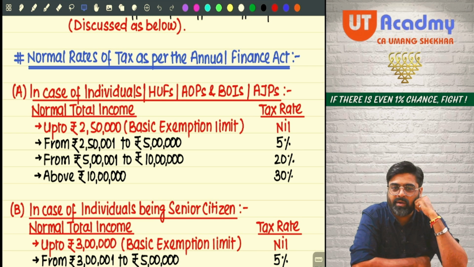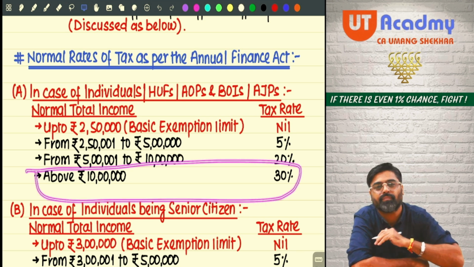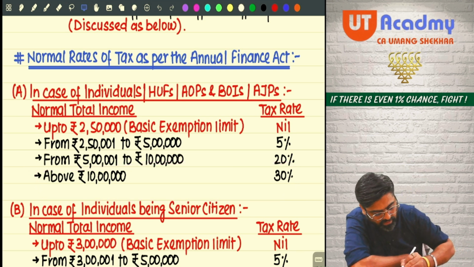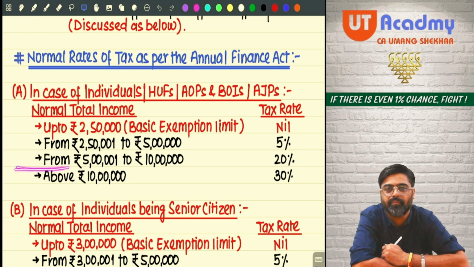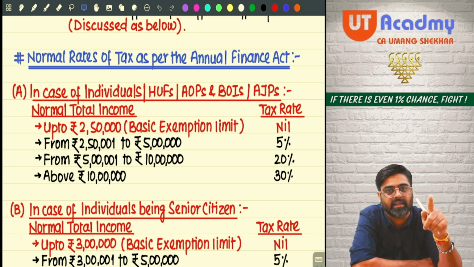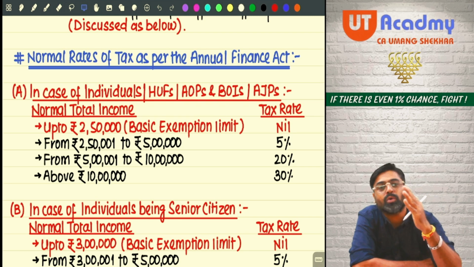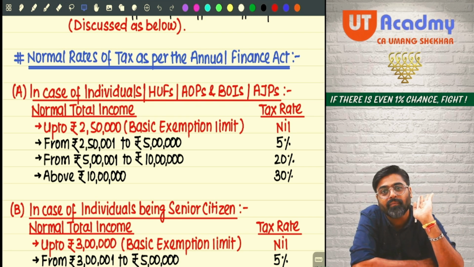Sir, what if I am not earning 12 lakhs? Sir, I am earning only 9 lakh rupees. Then, sir, this slab will not come. You will be covered till this slab only. On first 2,50,000, you will not pay any tax. Then 2,50,000 to 5 lakh, you will pay 5%. That is 12,500. Now, can I say 5 lakh to 10 lakh? You are not earning till 10 lakh. You are earning till 9 lakh only.